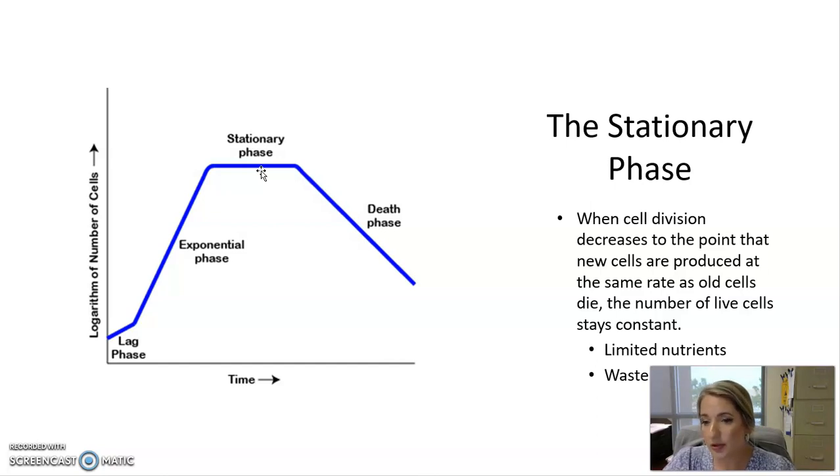So yes, we're still producing new cells at this point in the petri dish. We maybe just produced 1,000 new cells, but 1,000 of those original cells that have been in the media longer, they just died because of that waste buildup and nutrient depletion. So the overall number of cells in the petri dish actually remains the same at this point. So during the stationary phase, cell growth equals cell death.